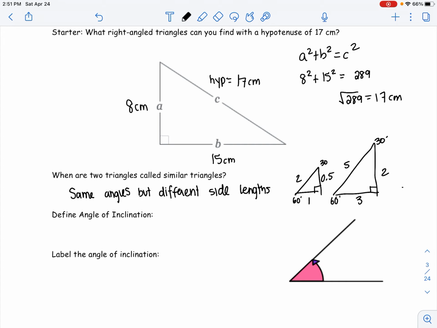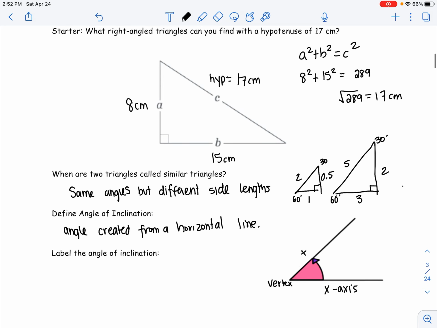The angle of inclination is always where you look at the x-axis, and it's an angle created from a horizontal line. So we're looking at a horizontal line. Usually we're looking at the x-axis, and we're making an angle to that. We're creating a line that's kind of cutting through that x-axis, and the angle that it creates is your angle of inclination. So when we label this, we always call this our vertex or our origin.